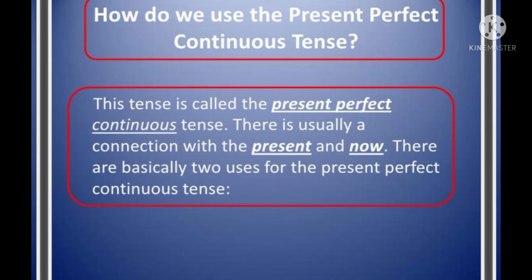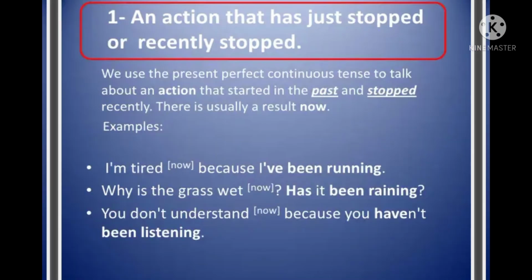Okay, how do we use the present perfect continuous tense? The usage. So automatically there is a connection with the present as well as now. This tense is called present perfect continuous. There is usually a connection with the present and now. There are basically two uses for the present perfect continuous. It's used to mention an action that has just stopped or recently stopped.